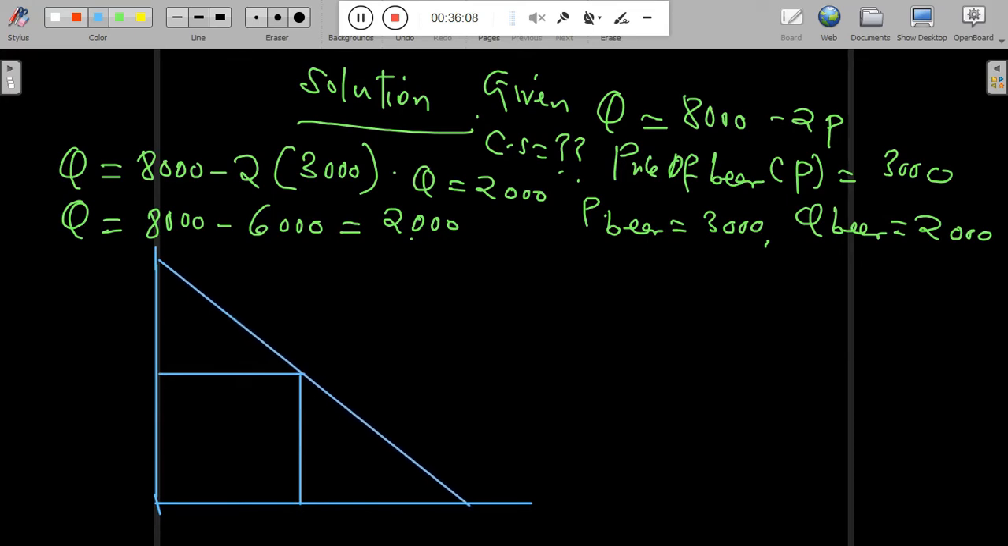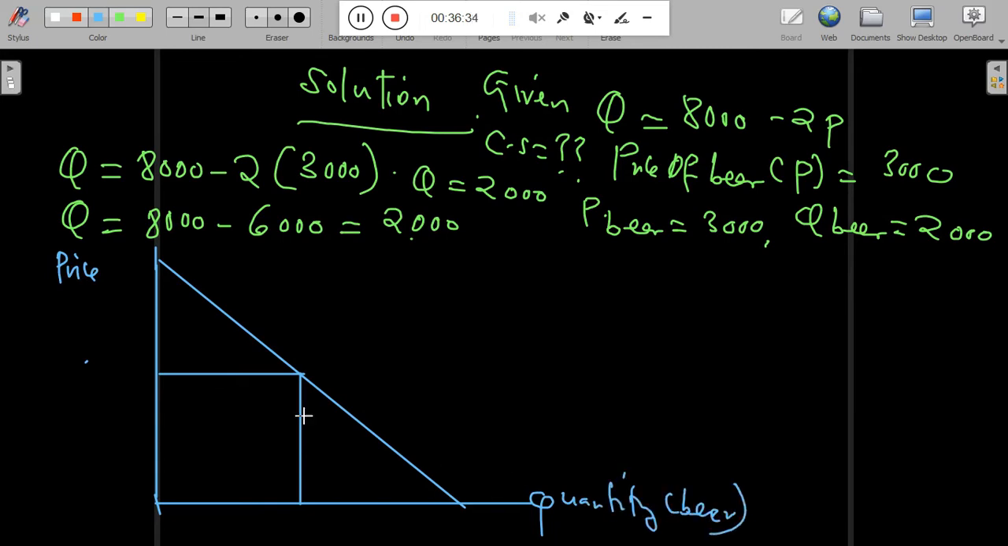So when we sketch our graph, we sketch our demand curve, the budget line, and the equilibrium level, showing the price and output. Here we have the equilibrium price equal to 3,000 and the output level equal to 2,000.